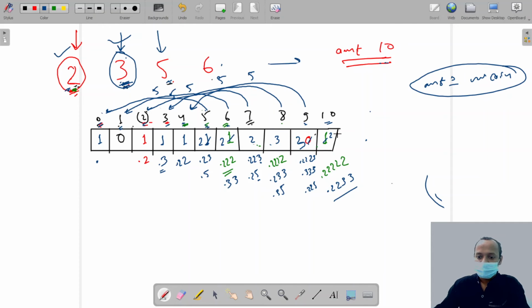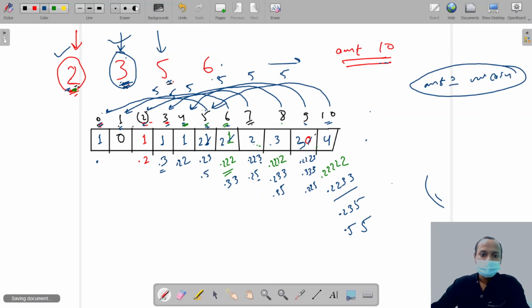Okay, now we are at 10. So we are using 5. We reach this. Now there are 2 ways to pay 5, that is 0.23 and 0.5, and we are adding 5. So there are a total of 4 ways to pay 10 rupees, right?